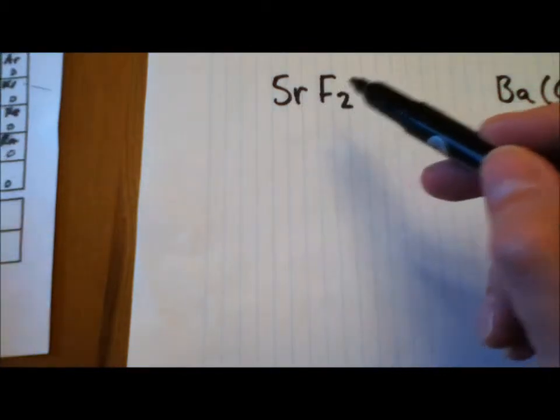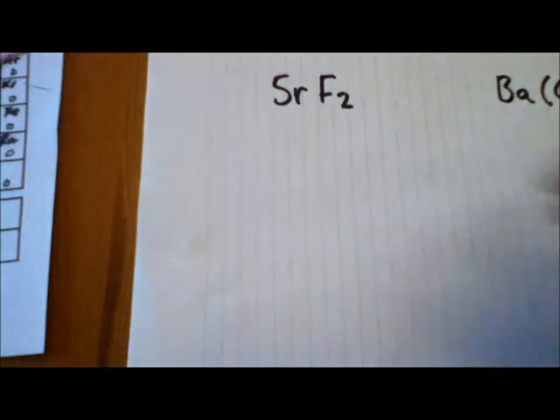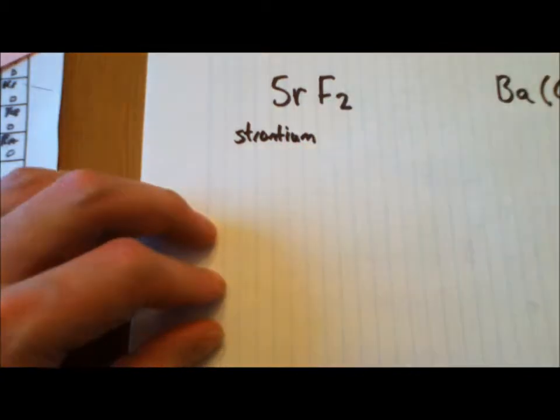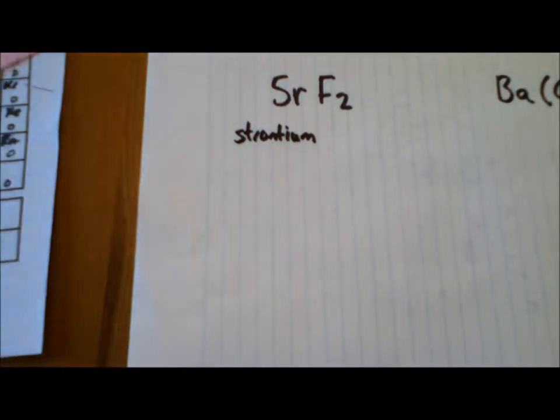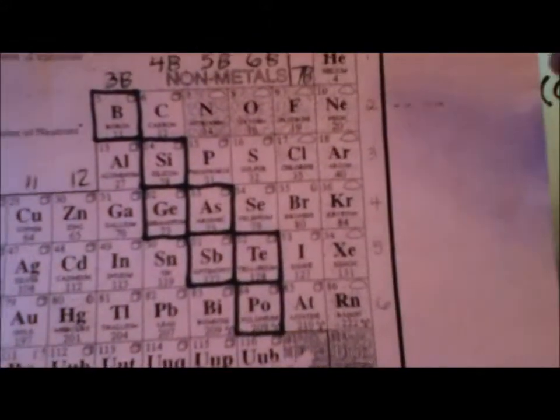We've got SrF2, so let's find Sr. It's a metal, and it comes first. So there it is right there, strontium. So you write down the name strontium, and then you find the symbol F. It happens to be right here, so that's fluorine.